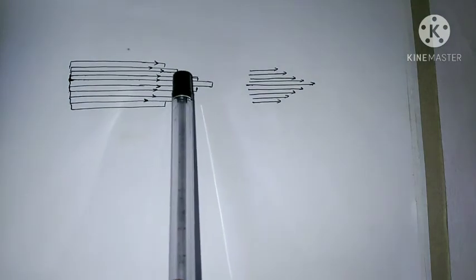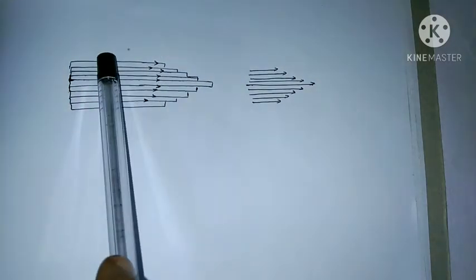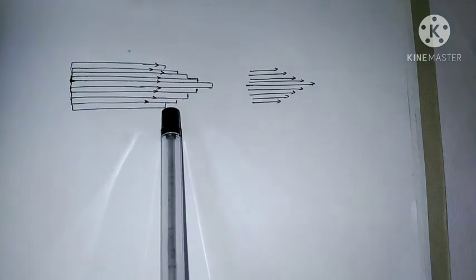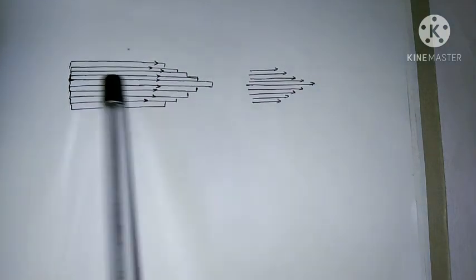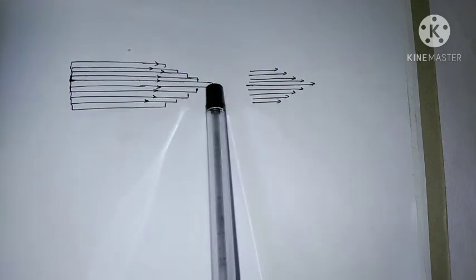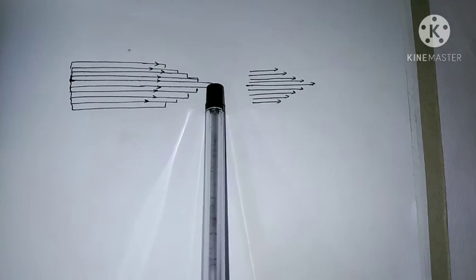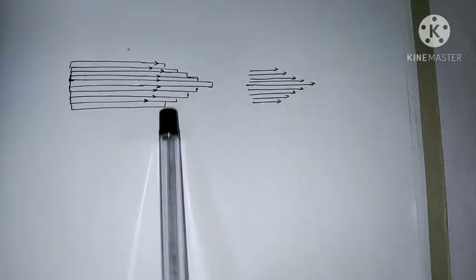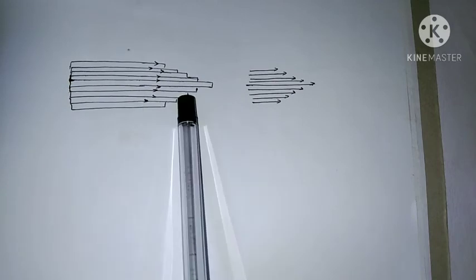So the velocity of the liquid layer which is in contact with the walls is zero, but the velocity of the fluid along the axis of the pipe is maximum. So this is a viscous fluid which is flowing through the pipe.